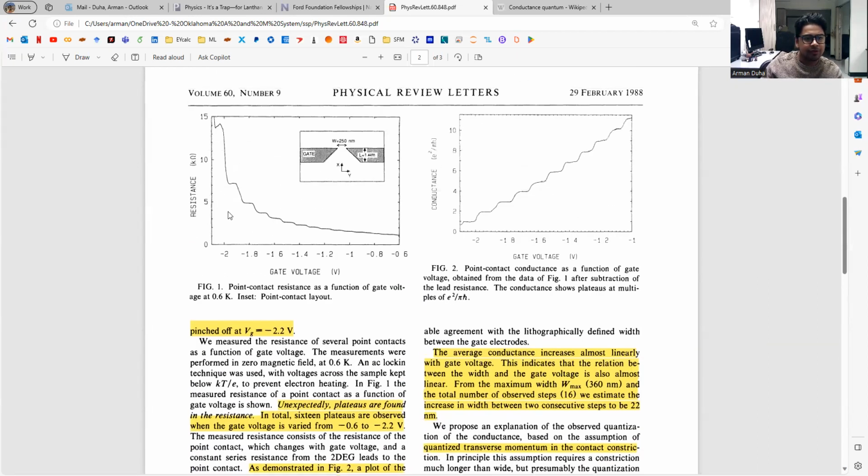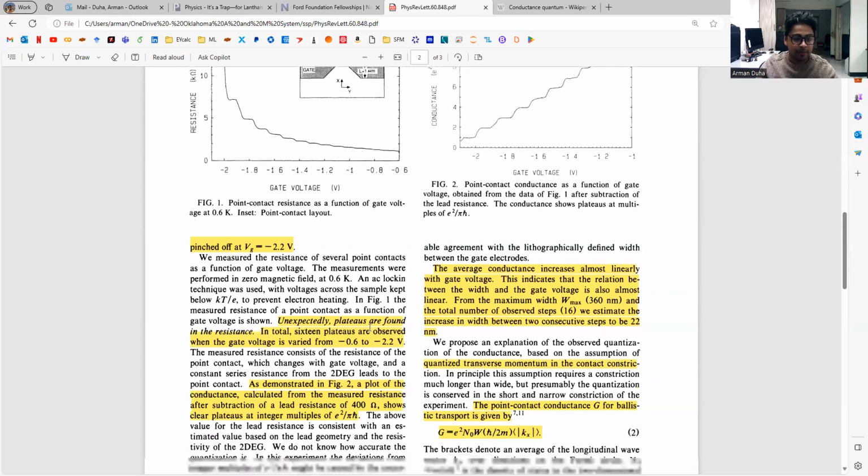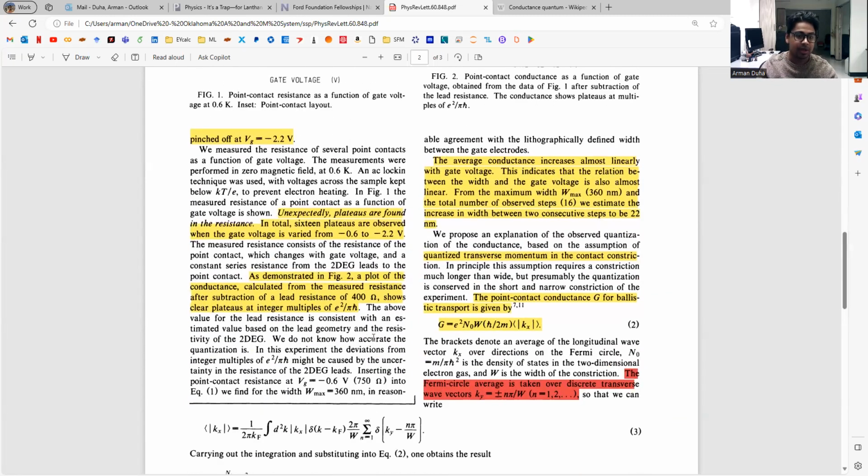So if you translate this graph into conductance, because you can just calculate the conductance from the resistance, then you get this transformed graph in figure 2. And this is much more illustrative, because here you can very clearly see that there are plateaus that are just integer values of e square over pi h bar. This is a very interesting graph, because everywhere you see the plateaus, they are aligning almost perfectly with the integer values right here, 6, 7, and so on and so forth. So that is what they found by doing the measurements.